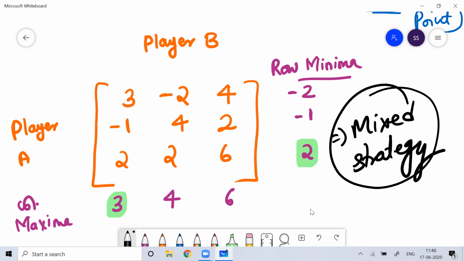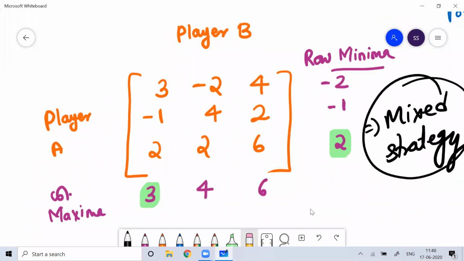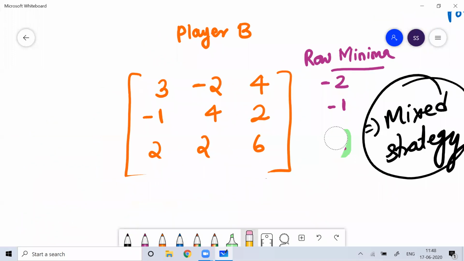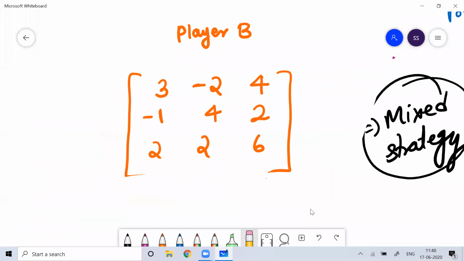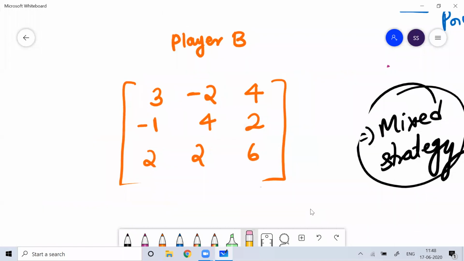I hope you are understanding. Now this is a problem of mixed strategy. Now what to do? You cannot think of putting probability.